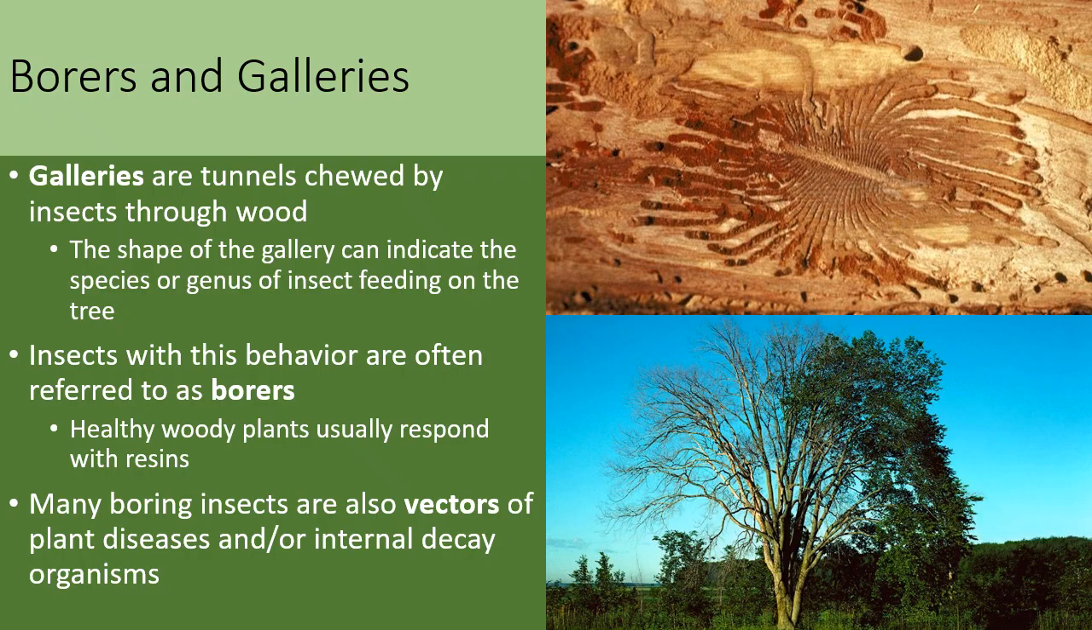Some other species have really straight galleries or really squiggly galleries. Some of them are just in the phloem where there's a lot of sugar. Some of these insects actually like to eat the wood that's deeper in the trunk. So you can often figure out what group of insects is feeding on your tree just by looking at the gallery. Insects that do this are usually referred to as borers, and healthy trees are not very attractive to boring insects because they're able to mount very aggressive chemical defenses against borers.